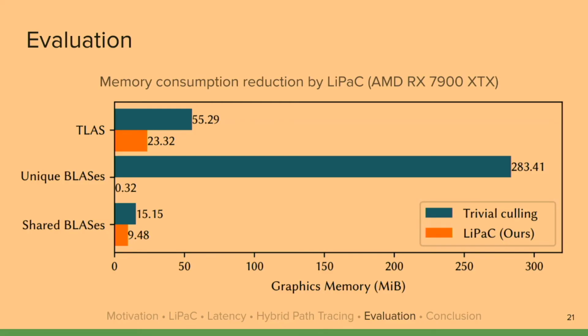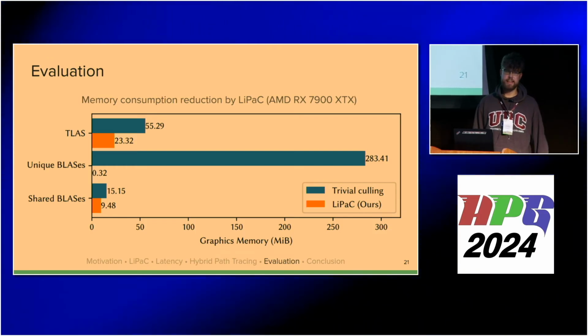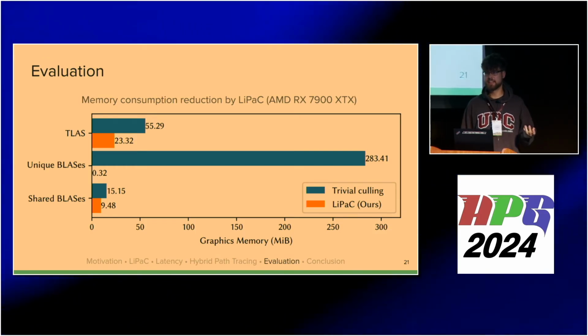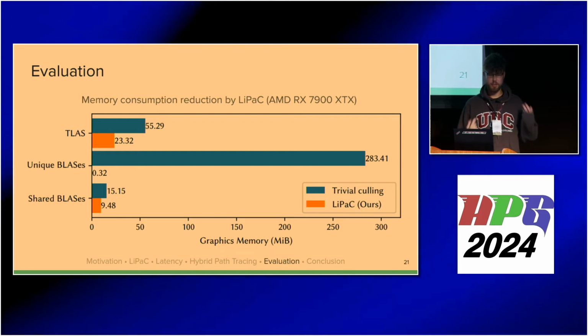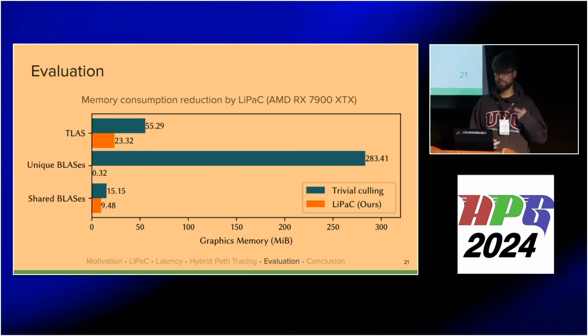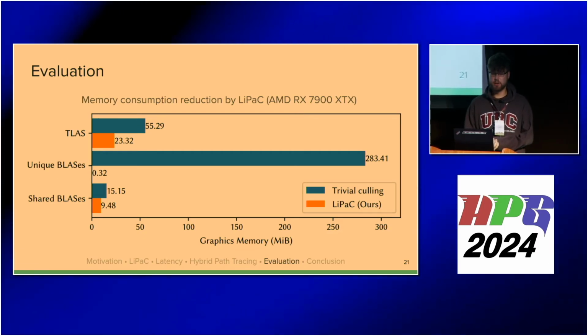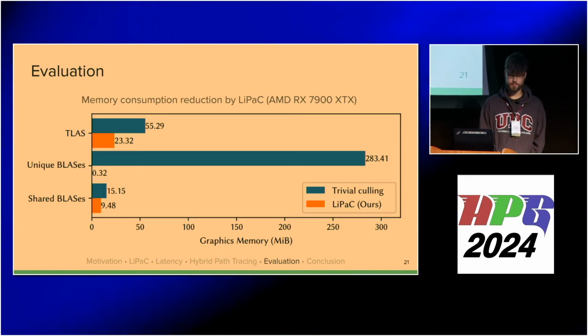All right, and if you now look at the graphics memory consumed by acceleration structures, we see that the TLAS memory consumption goes down. And this is because we significantly reduced the number of instances. But even more importantly, the graphics memory consumed by unique BLASes goes down. And this basically means those bottom-level acceleration structures that are associated with just a single instance. So those acceleration structures that cannot be shared between instances, for example, because some animation is running on the mesh.